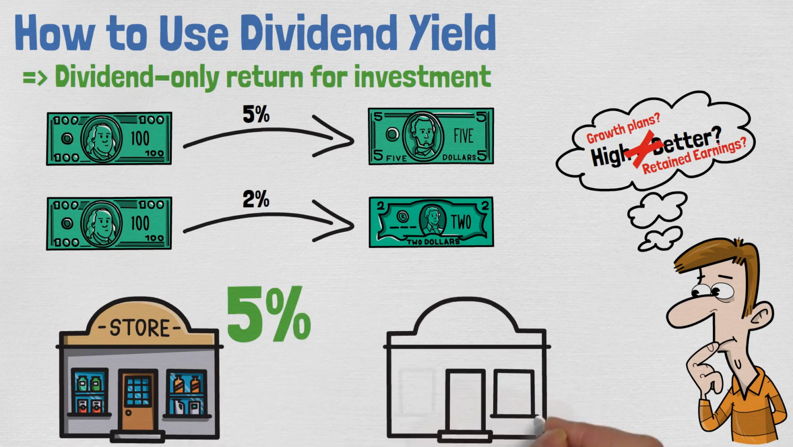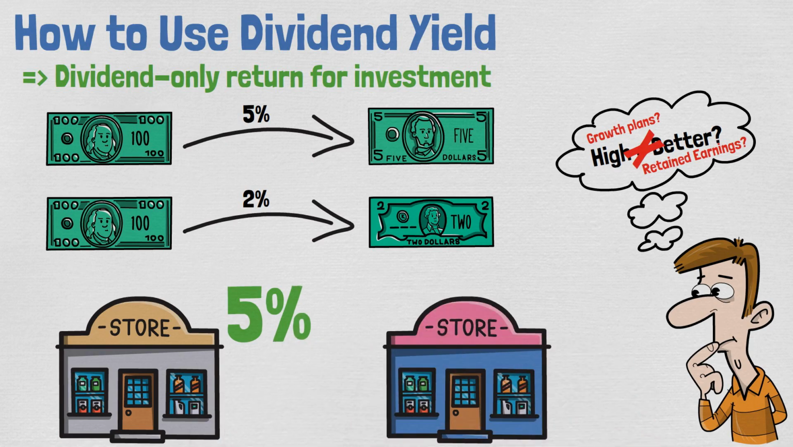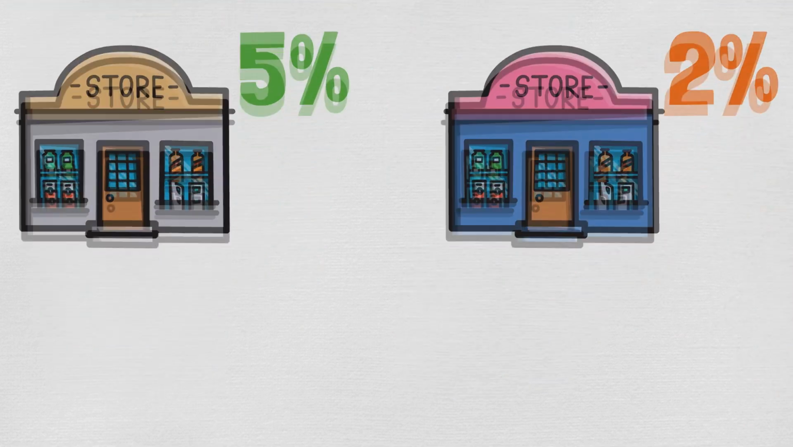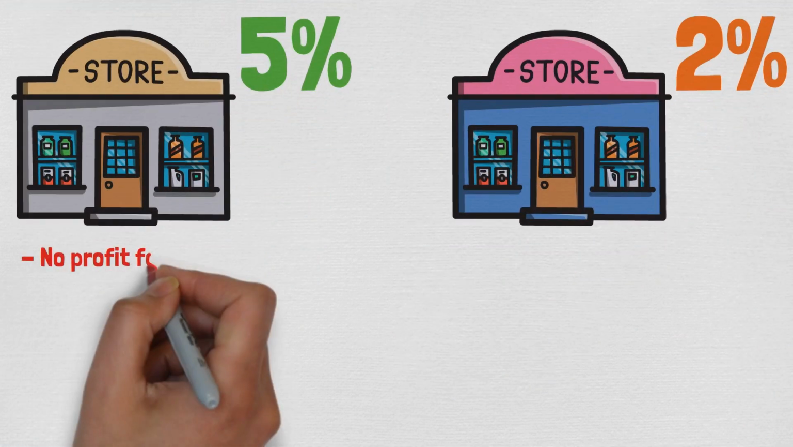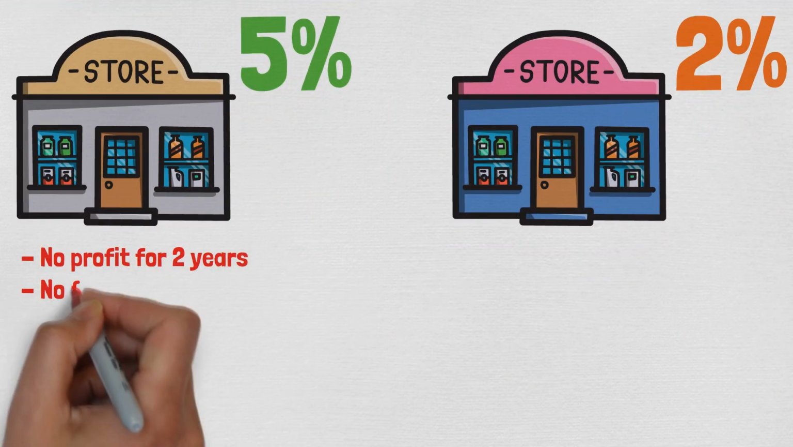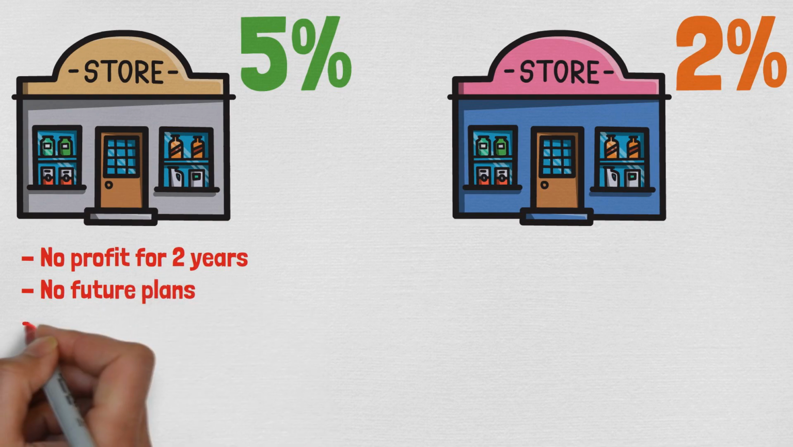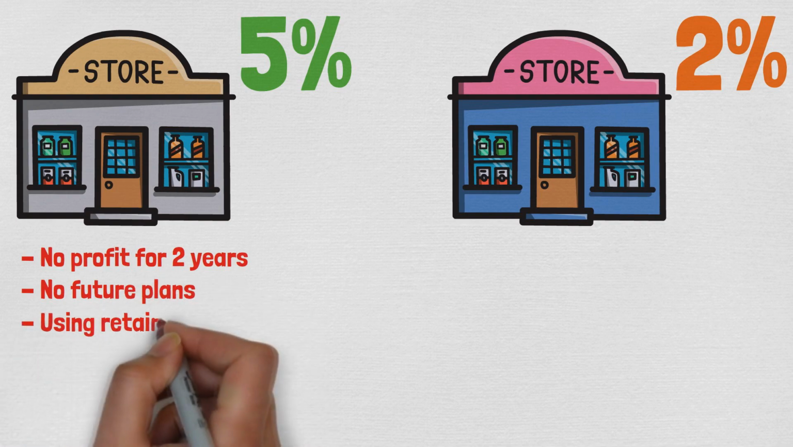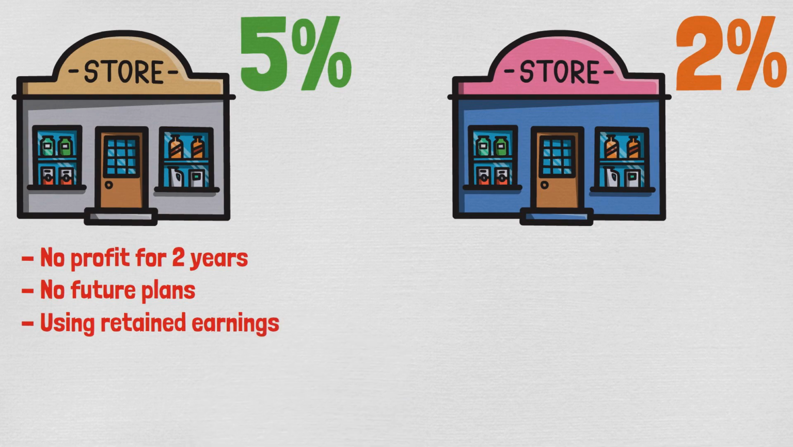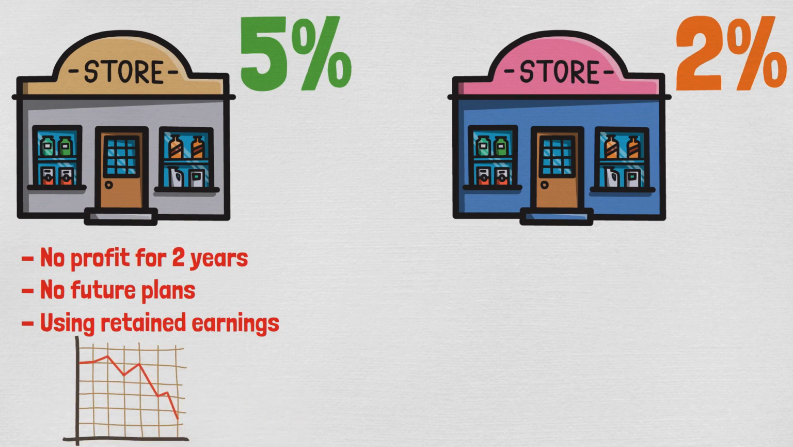Let's say that company A has a dividend yield of 5% and company B has a dividend yield of 2%. Now you might think that company A is better, but in fact, company A has not made a profit for 2 years. They also don't have any plan to grow in the future and are using retained earnings to pay the dividends. While the dividend return is high, the price of the stock is going to go down, so the total return won't be that high.